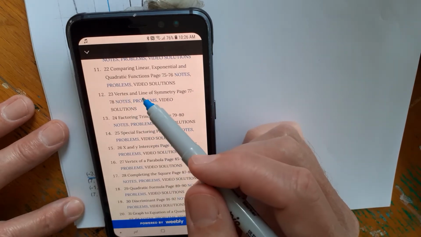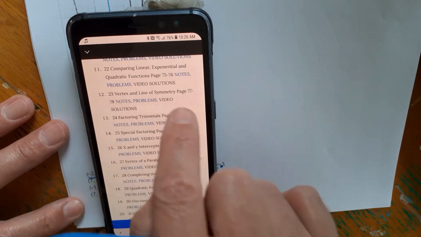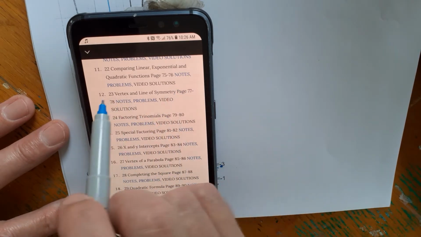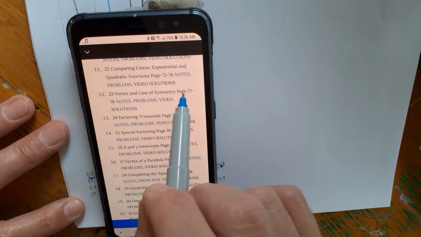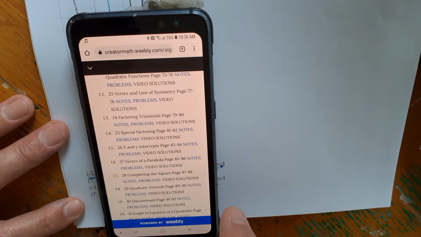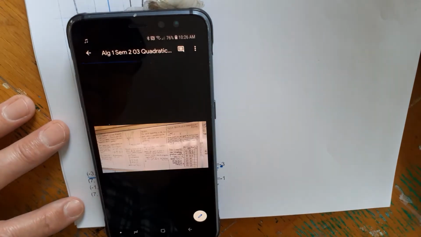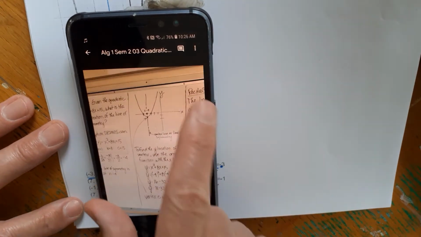This is lesson 12, vertex and line of symmetry. Open up notes here, and by the way, it goes on pages 77 and 78 of your comp book. Please follow whatever table of contents you have when you're watching this. It's probably going to be different. Notes. Open that up. This is what goes on those pages of your comp book. It loaded for me right there.